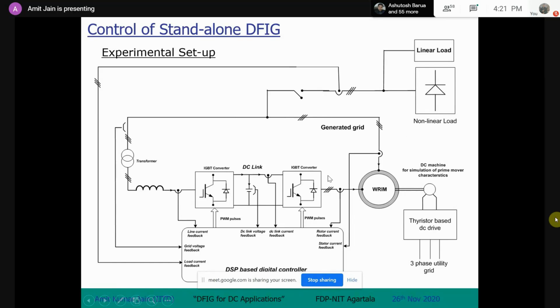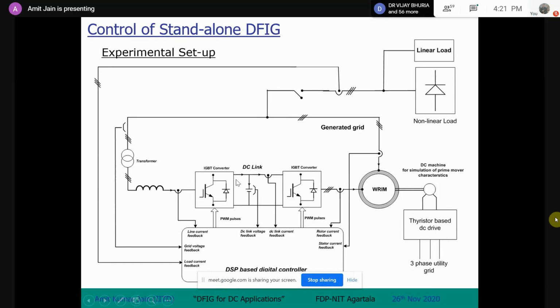So if this is the topology of the DFIG AC, the interesting thing is that you have a grid-side converter which is connected in shunt to this grid that you have formed on the stator. This is connected to take care of the rotor-side power flow back and forth in sub-synchronous and super-synchronous operation.